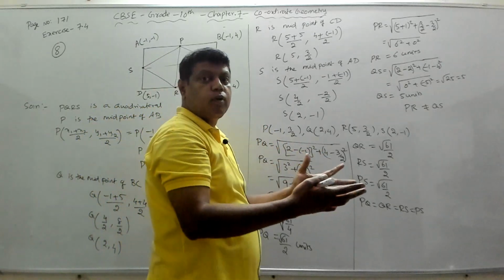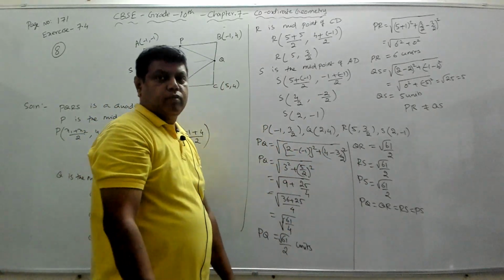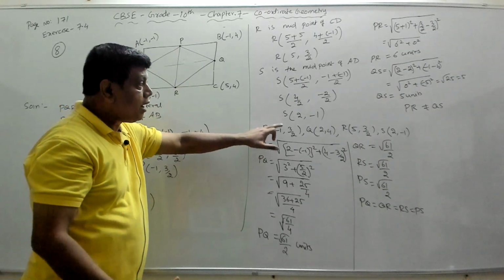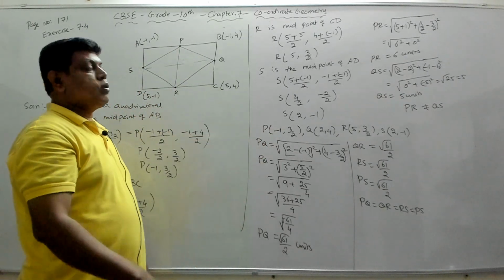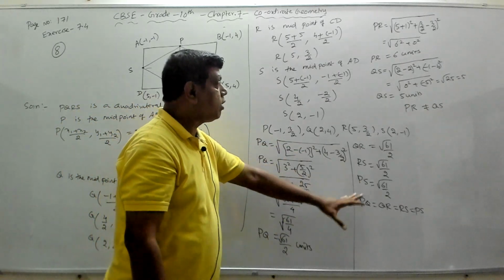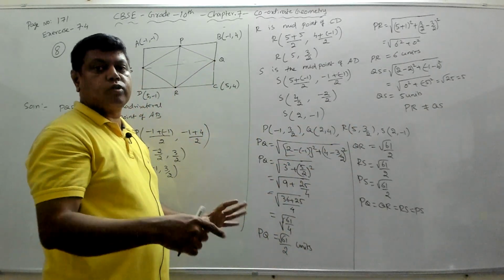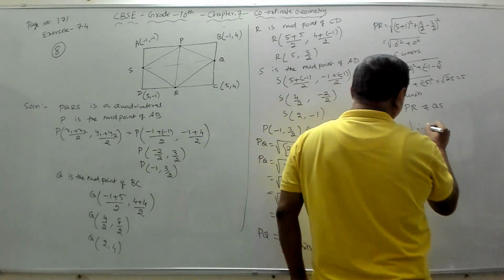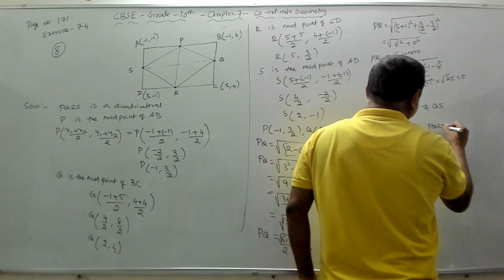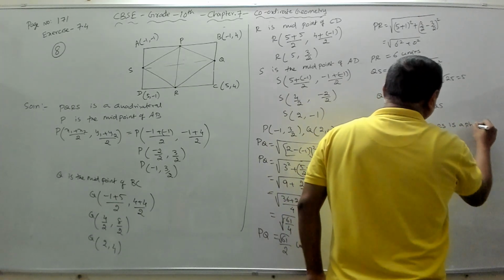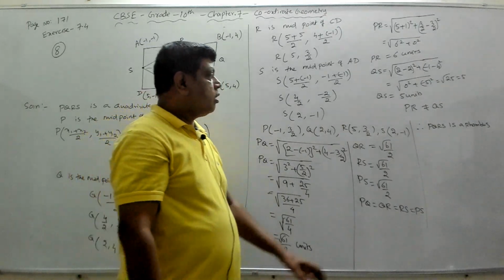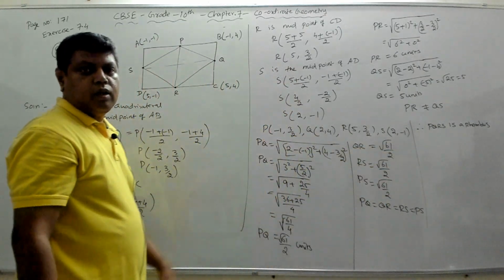When the diagonals are not equal, then it's not a square. For the quadrilateral to be a square, all the 4 sides should be equal and the diagonals also should be equal. Here only the 4 sides are equal, the diagonals are not equal, therefore it's not a square, therefore it's a rhombus. PQRS is a rhombus. So that's the final answer.